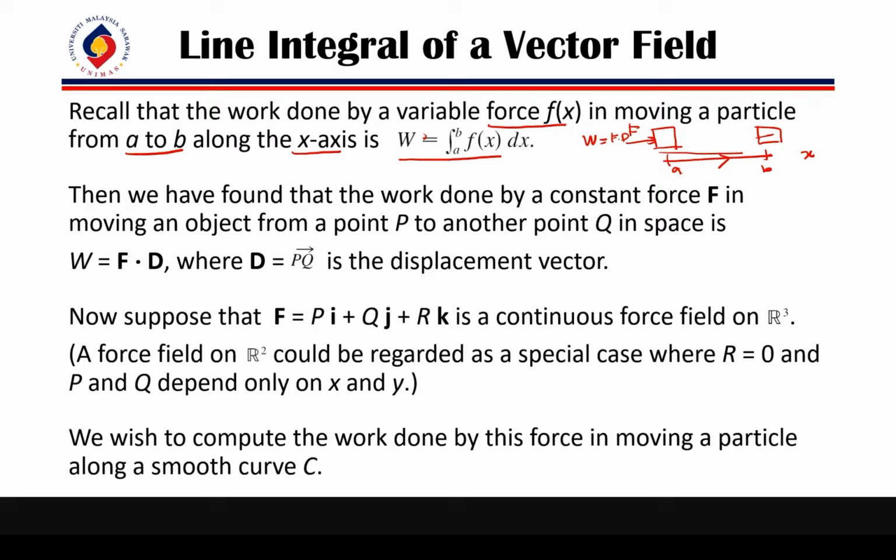So we get the work done equal to F times D. Then we have found that the work done by a constant force F in moving an object from a point P to Q in space is W, the work done, equal to F dot D, where D is the PQ displacement vector.